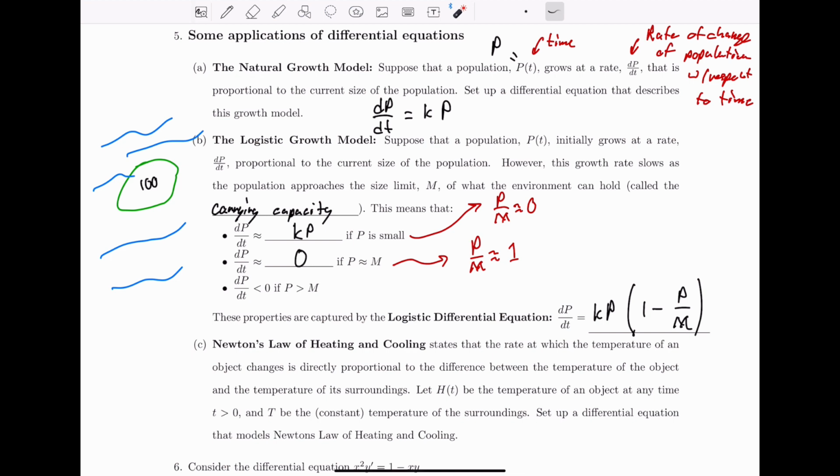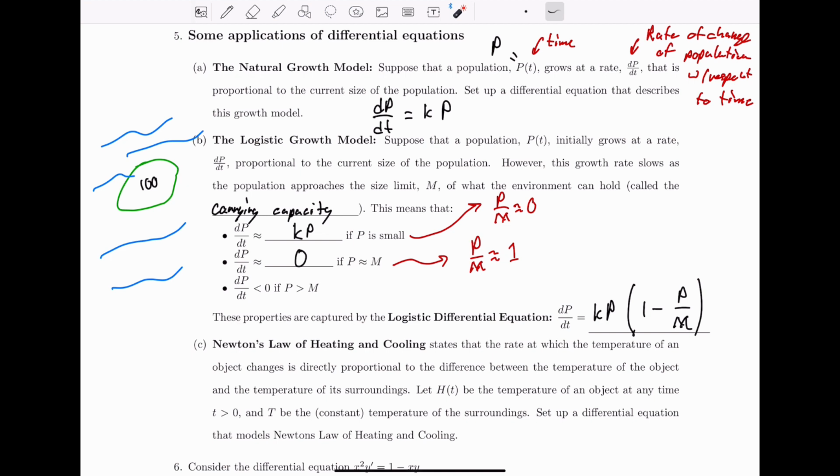How can we describe this using a differential equation? Well, we first want to fix some variable names. We're going to let H be the temperature of the object. Think of H maybe as heat. We've got a hot cup of coffee, and H is the temperature of that cup of coffee at any time after t equals 0. And then we're going to say capital T is the constant temperature of the surroundings. Maybe this is room temperature, or maybe it's the temperature of the freezer, but this is going to be a constant temperature. This will not change as we cool down the object.